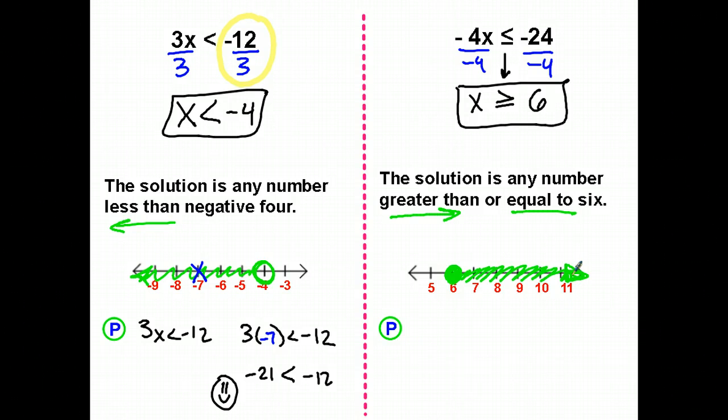And then I look back to my original inequality. I write it down. Negative 4 times x is less than or equal to negative 24. And it's multiplication, so again, it doesn't matter. So this time around, the one that jumps out to me is the 10. So I'm going to put the 10 into this original inequality in place of my x. So I have negative 4 times 10 is less than or equal to negative 24.